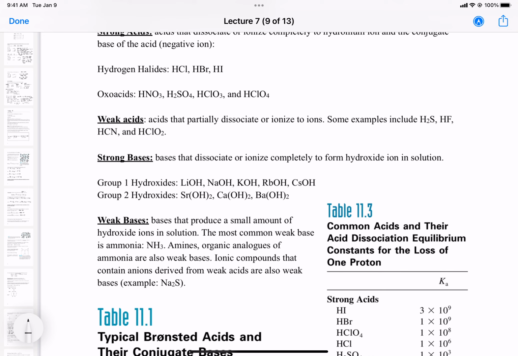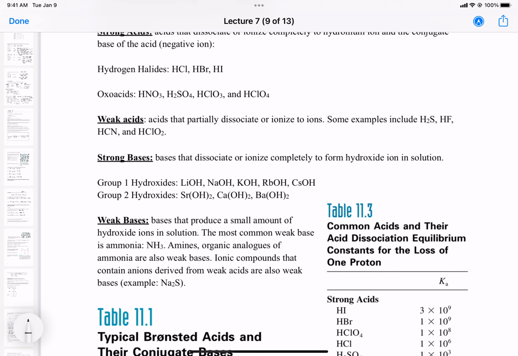Okay, so nitrogen is very basic. Anything with nitrogen in it is pretty much a weak base. But it all depends, right? So neutral nitrogen atoms, they're weak bases, like ammonia.